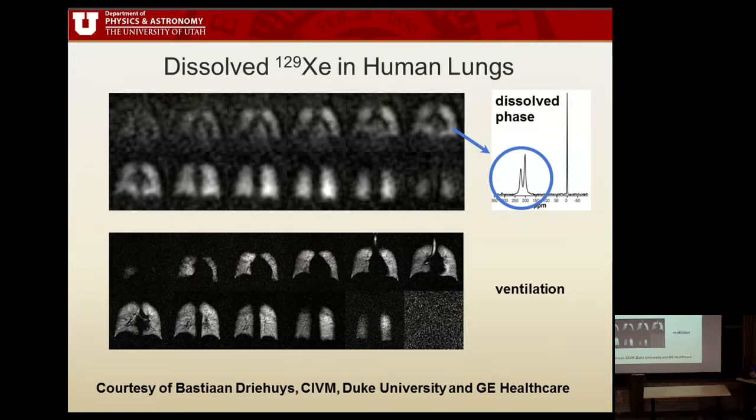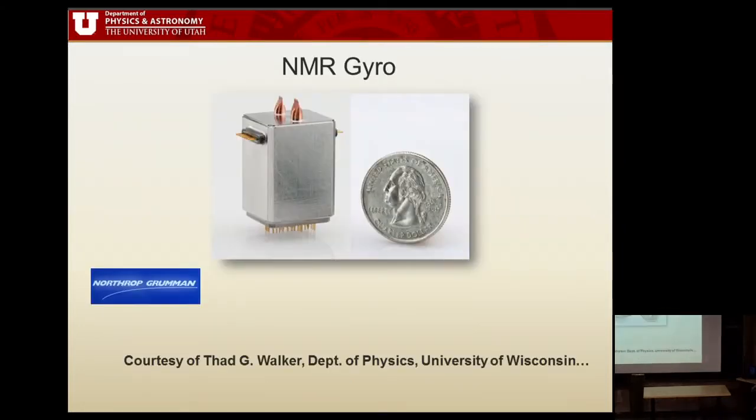This is courtesy of my colleague Bas Driehaus at Duke University. And they do ventilation images. But interestingly enough, xenon has what's called a chemical shift. It means that its NMR frequency is very sensitive to the environment that it's in. So they're actually now sensitive enough that they can take images of the part of the xenon that's dissolved in lung tissue. It gives you different information. You compare the two, it gives you different information still. So this would not be possible. It simply would not be possible without the optically polarized, hyperpolarized gas.